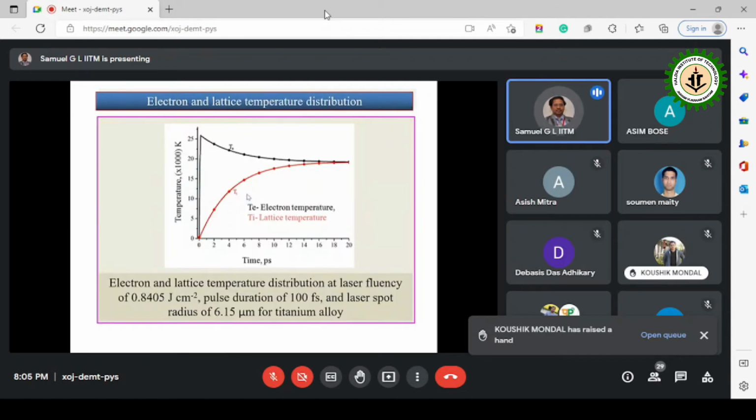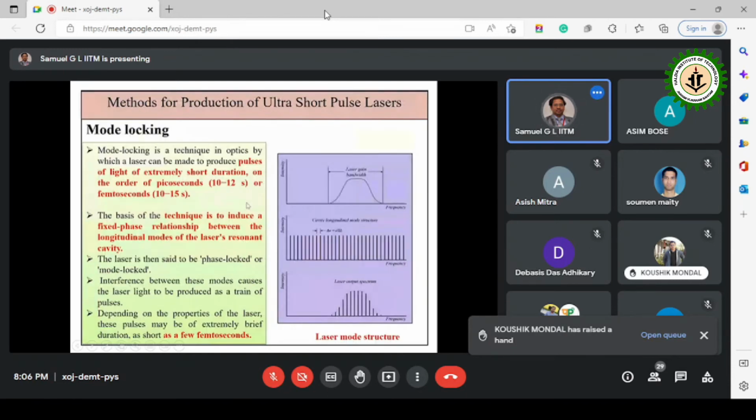Another interesting phenomenon we have observed here is, when you put the laser pulse, the temperature rises to a very high temperature for the electrons. This is called the electron temperature, and then there is the lattice temperature, that is the bulk of the material. The bulk of the material slowly gets heated up, but the electron temperature goes very high, and after that immediately it starts decreasing. At a particular time, it comes to equilibrium, and within that time, if you can put the pulses, we can see the machining happening there.